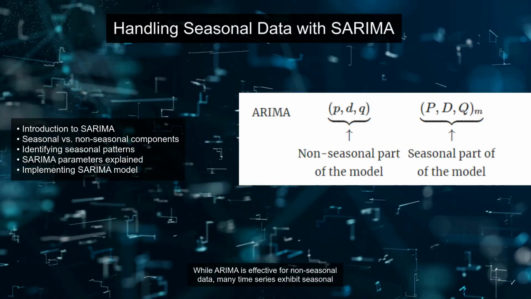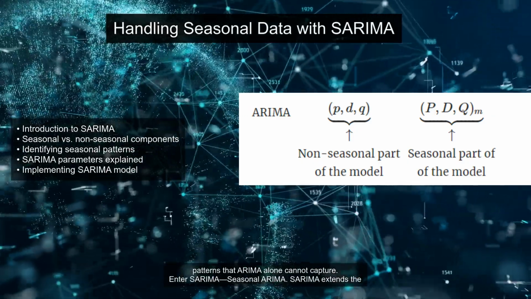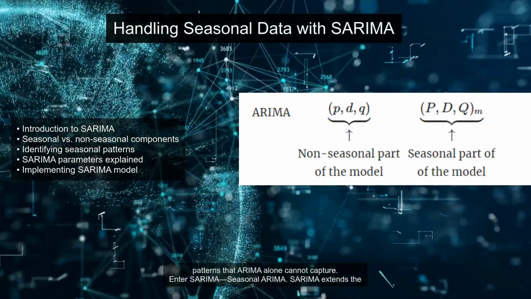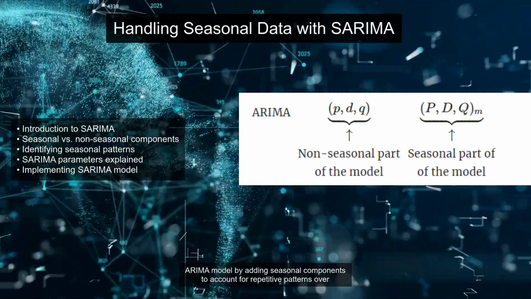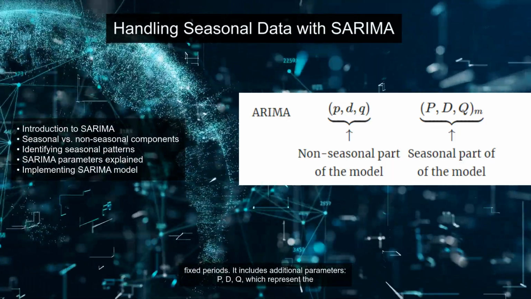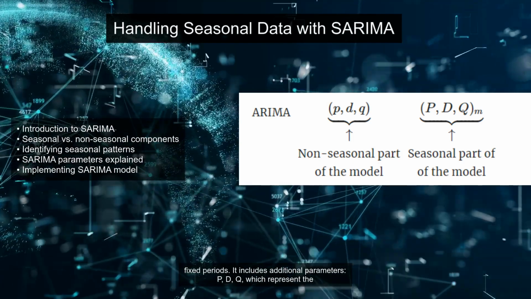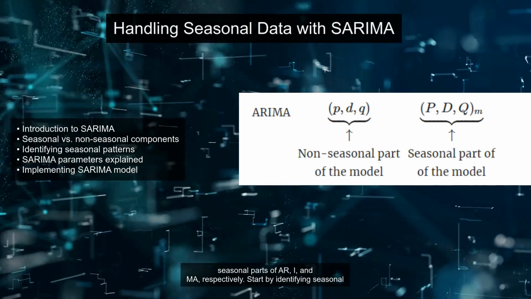While ARIMA is effective for non-seasonal data, many time series exhibit seasonal patterns that ARIMA alone cannot capture. Enter SARIMA, Seasonal ARIMA. SARIMA extends the ARIMA model by adding seasonal components to account for repetitive patterns over fixed periods. It includes additional parameters, P, D, Q, which represent the seasonal parts of AR, I, and MA, respectively.